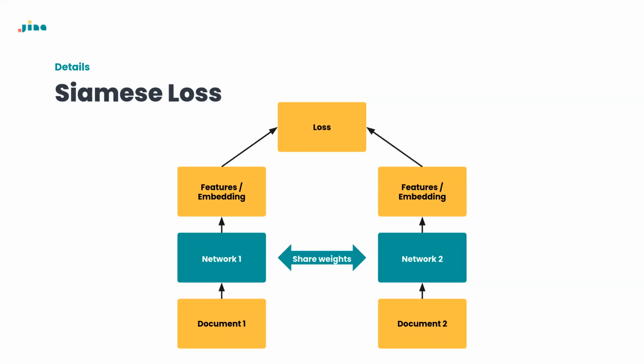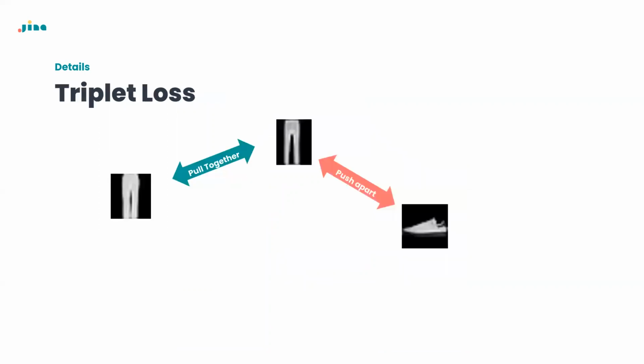And the triplet loss always takes a triplet. That's why it's called triplet loss. It always takes an anchor and then one positive example and one negative. It always takes these three. And that more or less does the same.